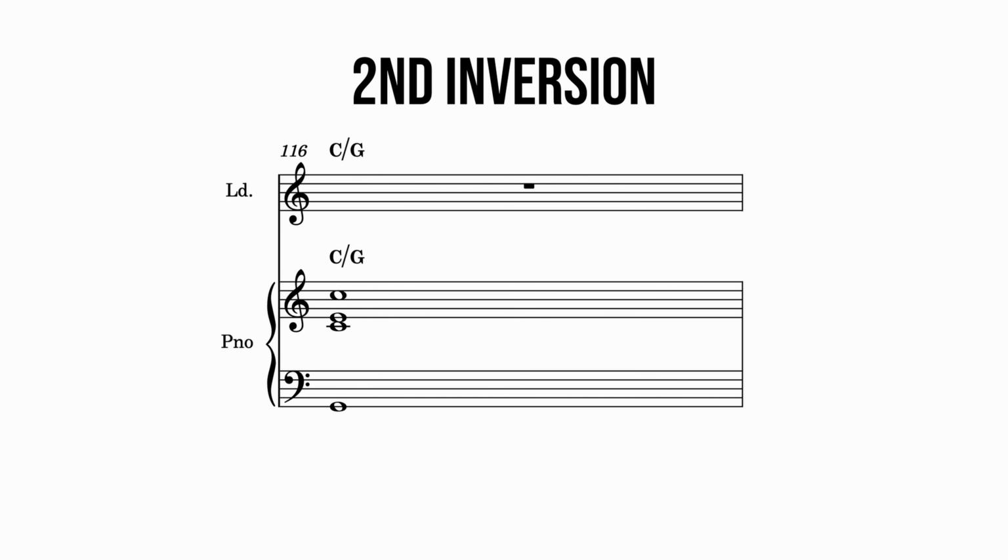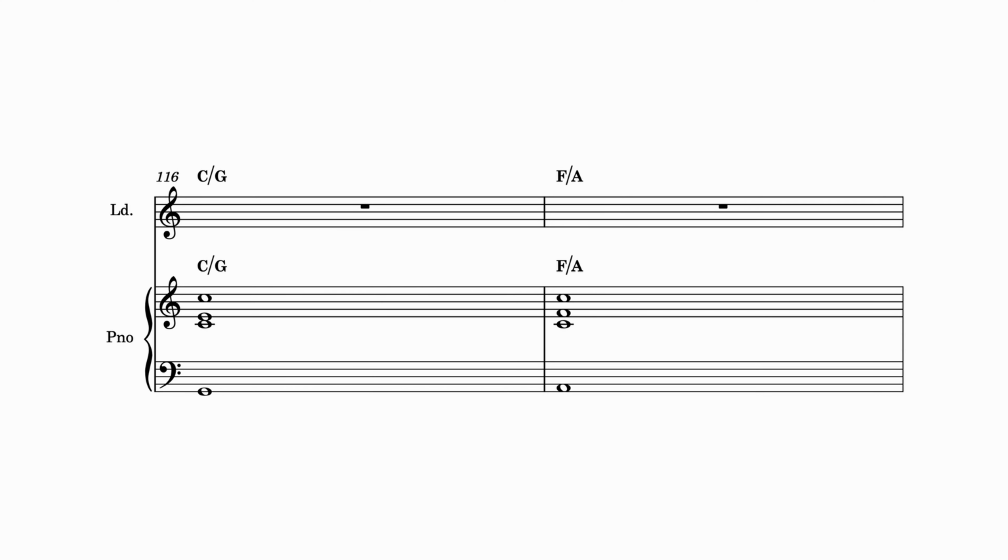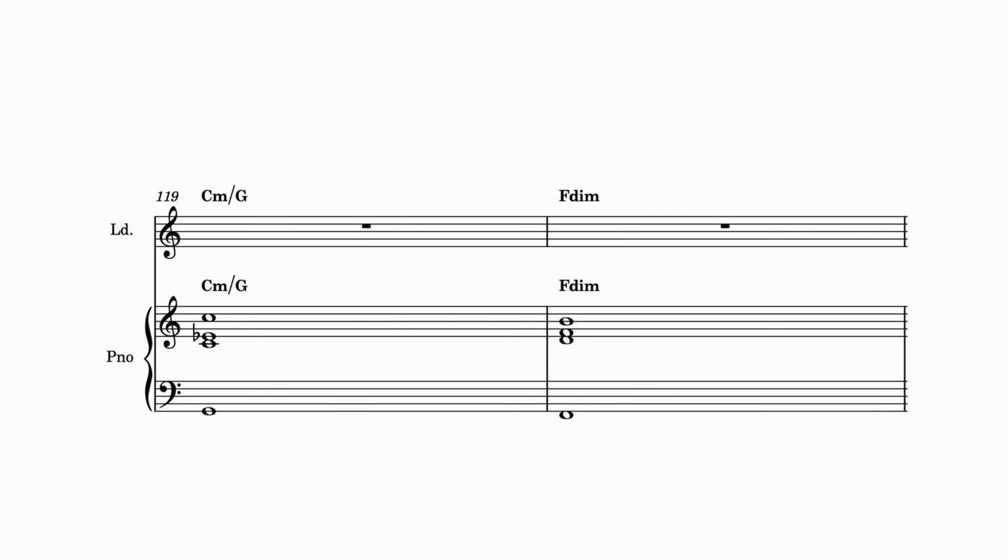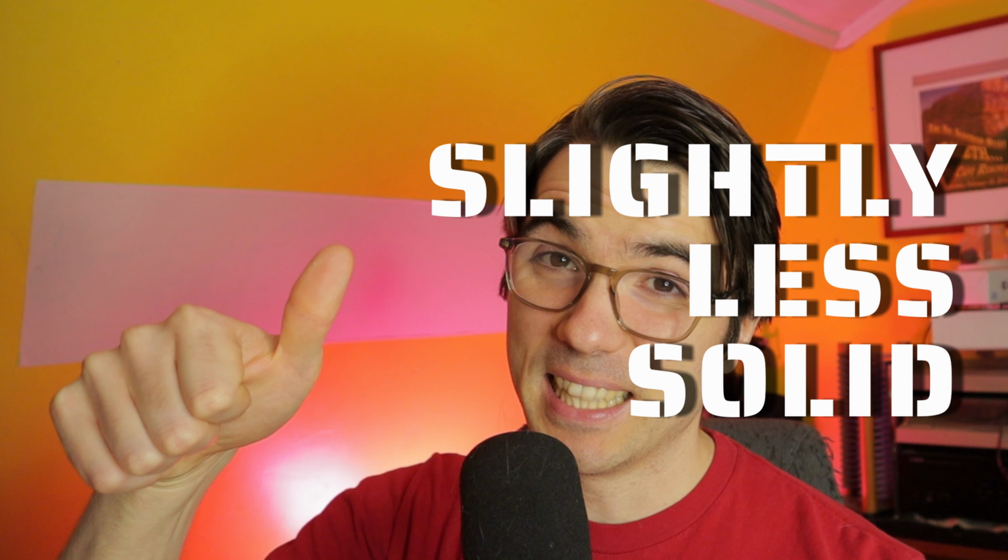Second inversion is the fifth in the bass, and these oddly feel unsettled but stagnant at the same time. Major chords kind of want to resolve up a little bit, and the minor ones kind of want to resolve down a little bit. But these feelings of wanting to resolve are less strong than with the first inversions, so these feel slightly less solid.